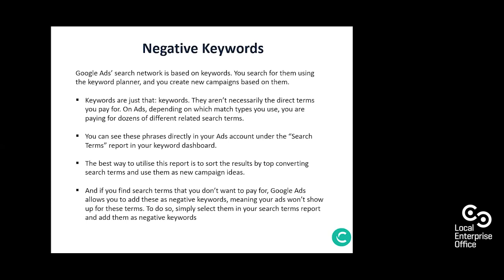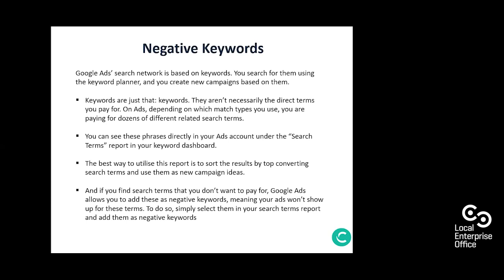And if you find search terms that you don't want to pay for, Google Ads allows you to add these as negative keywords, meaning your ads won't show up for these terms. To do so, simply select them in your search terms report and add them as negative keywords.